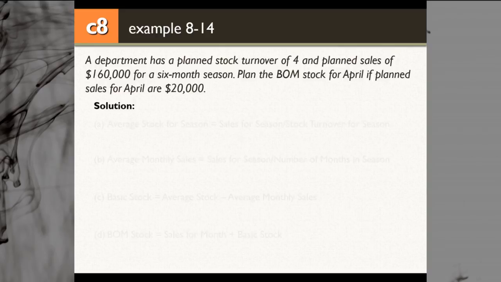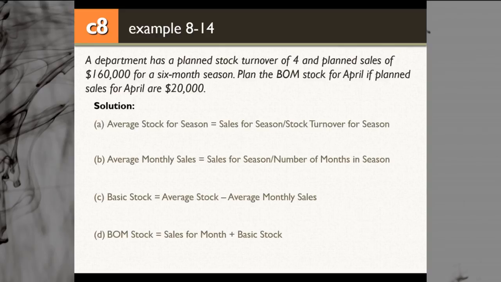For this example, let me show you what you have to do step by step. These were not mentioned in the previous one, but I will show you here, and you can learn this in this slide. You have to calculate your average stock for the season, and then calculate the average monthly sales for the season. Then you can see the difference between A and B, and then you can calculate your basic stock. This basic stock amount, discussed in the previous slide, will be added to your sales for the month. So there are 4 steps, and we can do it step by step. Let's go ahead and look at this.